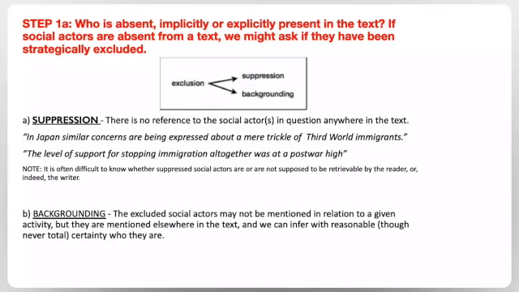Now, exclusion can also happen through what we call backgrounding. So when we read a text, we can kind of figure out who the actors are, even if they're not explicitly mentioned. So, for example, the suspect is remanded into custody. Here, we can infer from general knowledge that we're talking about police, because normally suspects and custody are linked to police. So backgrounding is when we can figure out who we're talking about, but they're not explicitly mentioned in the text.